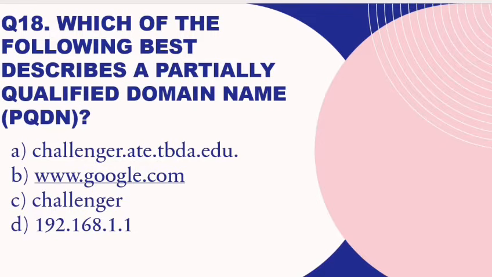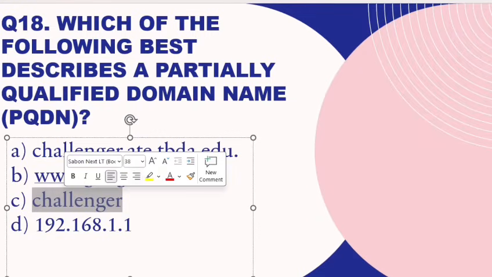Moving on to question number 18. Which of the following best describes a partially qualified domain name? Option A challenger.h.tpda.edu, option B www.google.com, option C challenger, option D 192.168.1.1. So the correct answer for this question is challenger.